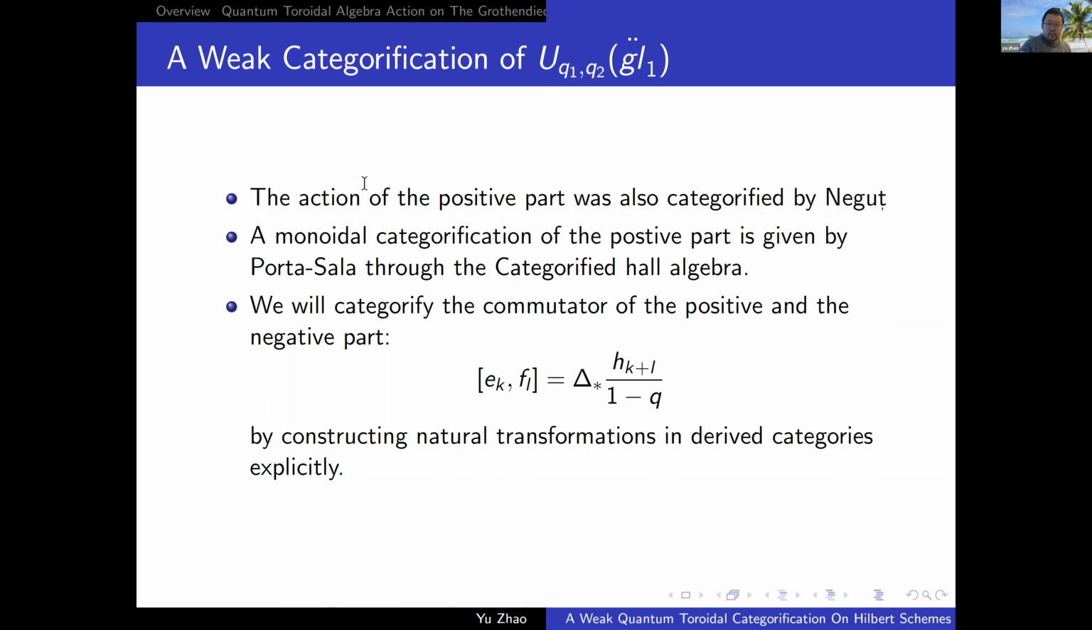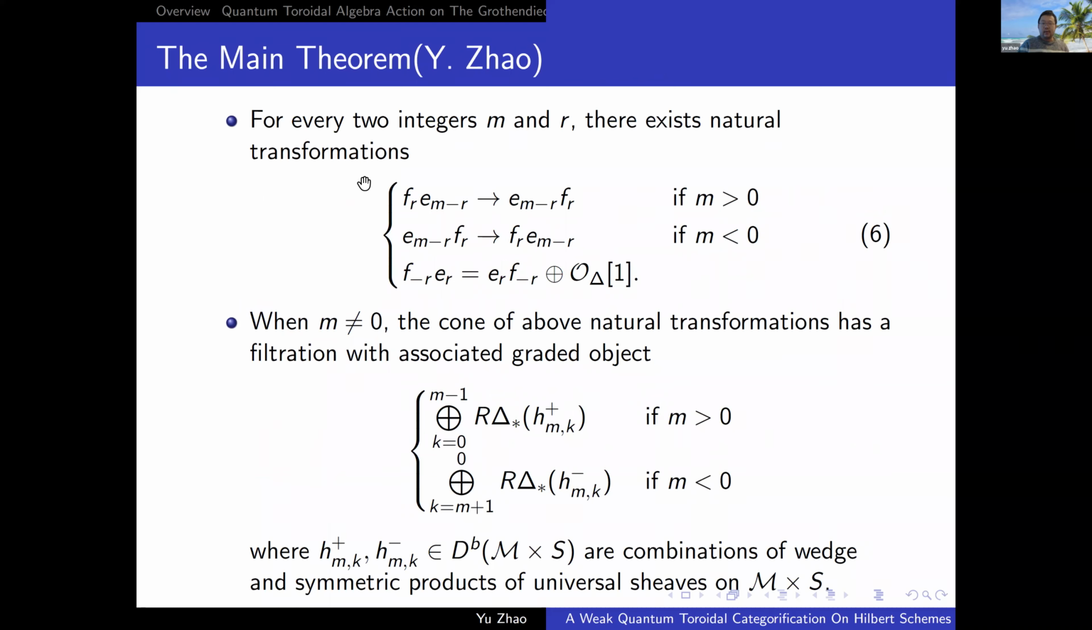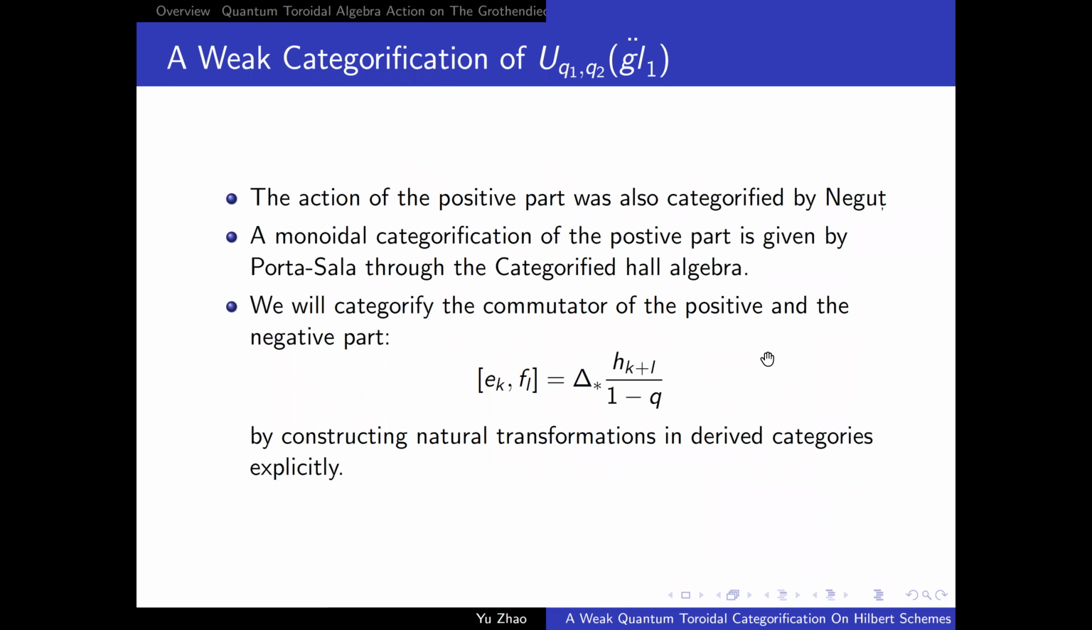And what we prove is that, okay, so can I interrupt you? Before you tell us how to categorify the H_{k+l}, so you're going to tell us also how to simultaneously categorify the positive and the negative part, which neither Negut nor Porta and Sala have done. Is that correct?